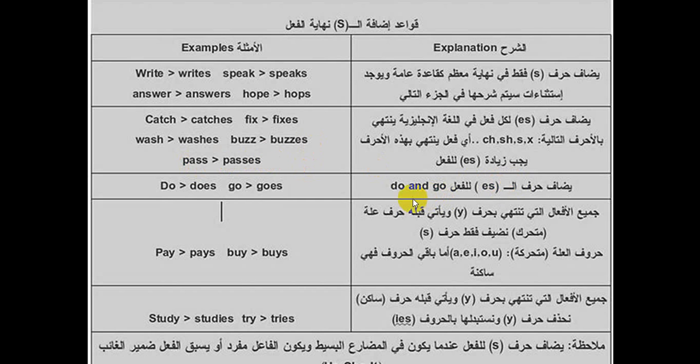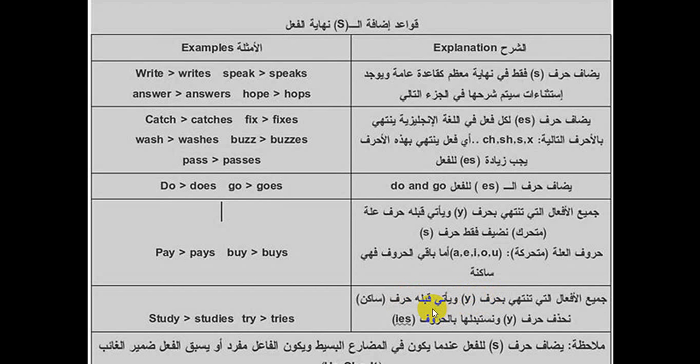أيضا الفعلين go و do نضيف لها es من نسويها شخص ثالث: do does, go goes. طيب، الأفعال اللي تنتهي بـ y ويكون قبلها حرف علة نضيف حرف الـ s فقط. تذكروا انه حروف العلة هي A E I O U، وباقي الحروف نسميها حروف ساكنة أو حروف صحيحة. For example, the verb pay it becomes pays. شوف هنا عندنا y وقبلها حرف علة اللي هو a، تحولت إلى pays مجرد إنه أضيف لها s. buy buys، نفس الشيء الـ y قبلها حرف علة واحد فأيضا ضفت s فقط.